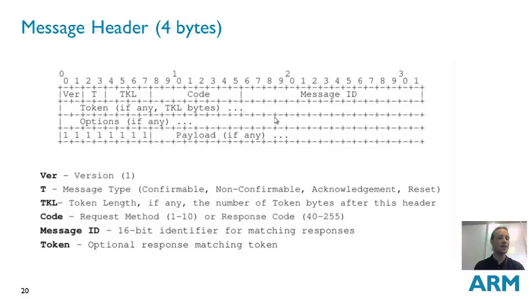Messages always have a message ID that matches the particular message with the acknowledgement. There is an optional token. The token helps us match a request to a response, and in the case of subscriptions, it helps us match a subscription to all the notifications that come afterwards.